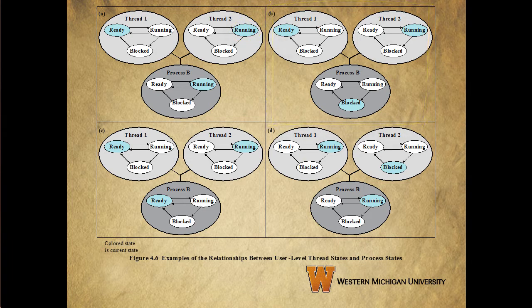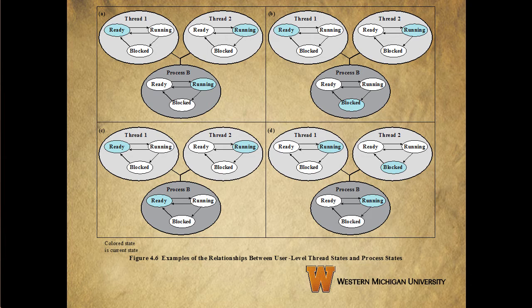In this case, process B is blocked. Now, in the scenario that we're looking at here, thread 2 has made some sort of system call, perhaps to an input-output device, that has prompted the kernel to put process B into the blocked state. Now, this is going to mean that our processor will switch to another process.